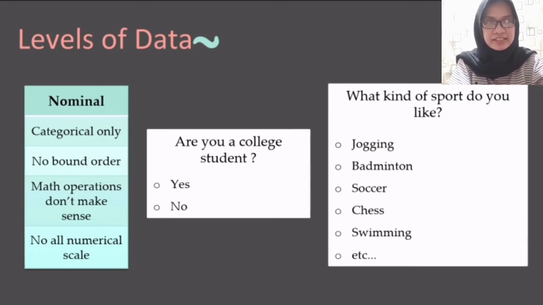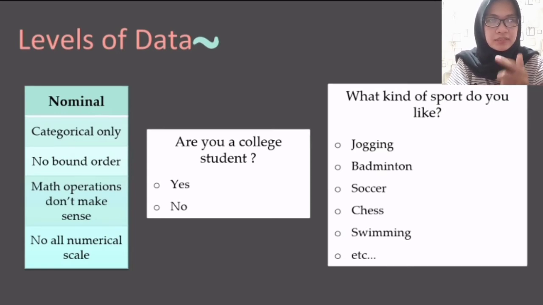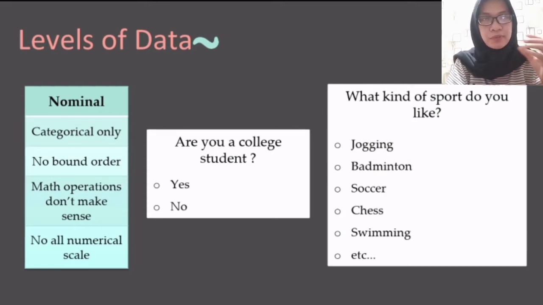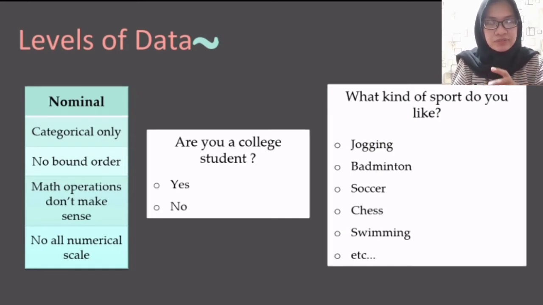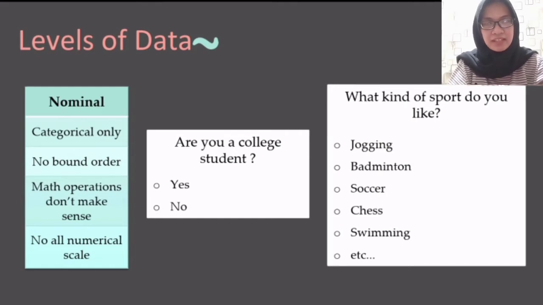And then the second example, what kind of sport do you like? And multiple choices are jogging, badminton, soccer, chess, swimming, etc. It has one category only, sport. There's no bound order between the choice of jogging, badminton, soccer, and so on. And we cannot do math operations on it. And it is not about numerical scale.